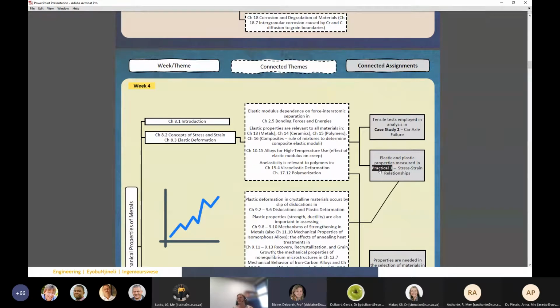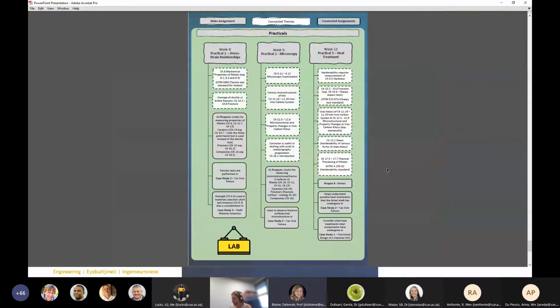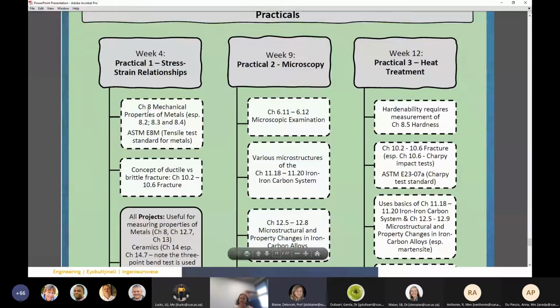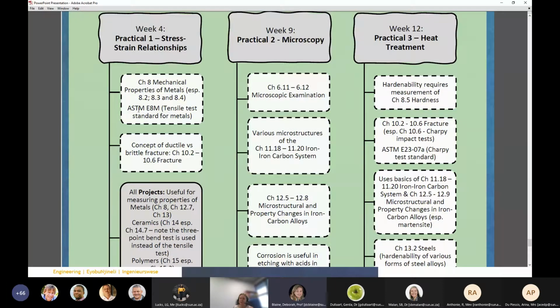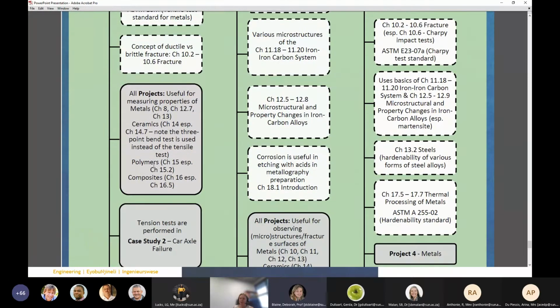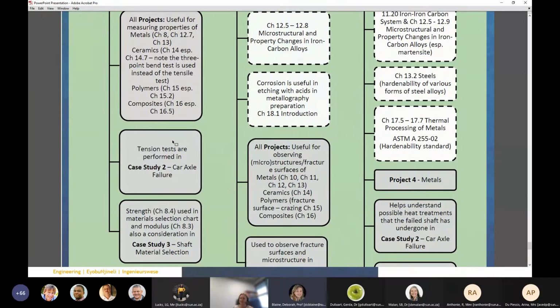Okay, what do I have to do in practical 1? So now I can go to practical 1, and I can zoom in here, and I can say, okay, in practical 1, oh, okay, there's chapter 8 again. I need to know this engineering standard for testing. These are the projects and the chapters that are involved in those projects, and so on.